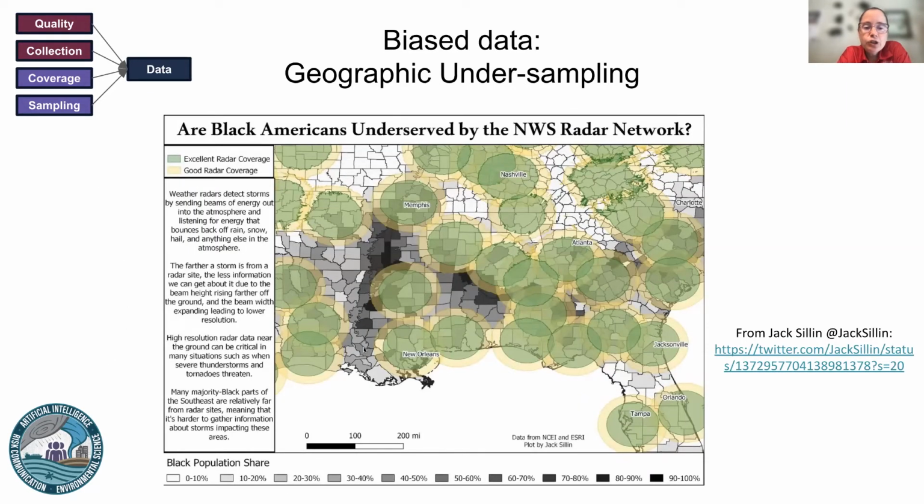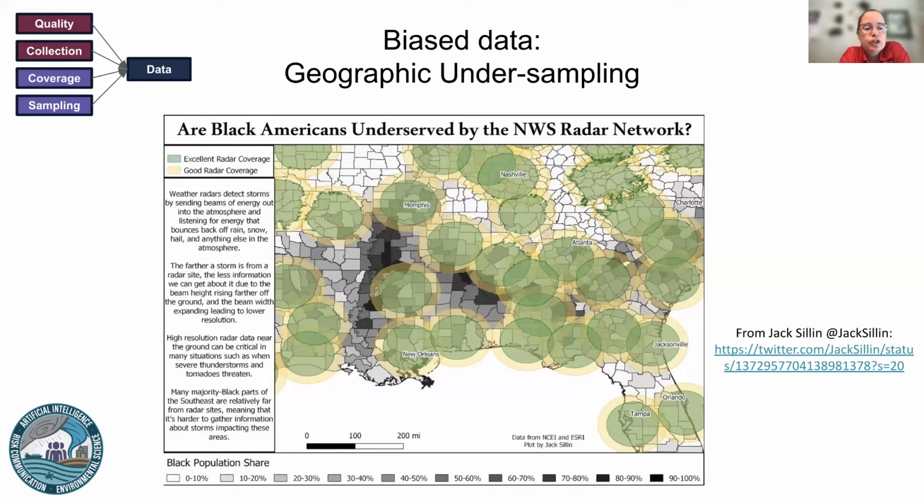I believe that Anne showed this picture on day one, but I'm going to talk about it again because I want to do it from a slightly different viewpoint. This is another example of biased data. And in particular, what we're looking at here is geographic undersampling. This relates a little bit to what I was just talking about, the mountains blocking the radar. You have geographic undersampling caused by your geography there. This is not caused by the geography. This is just, well, it partly is.